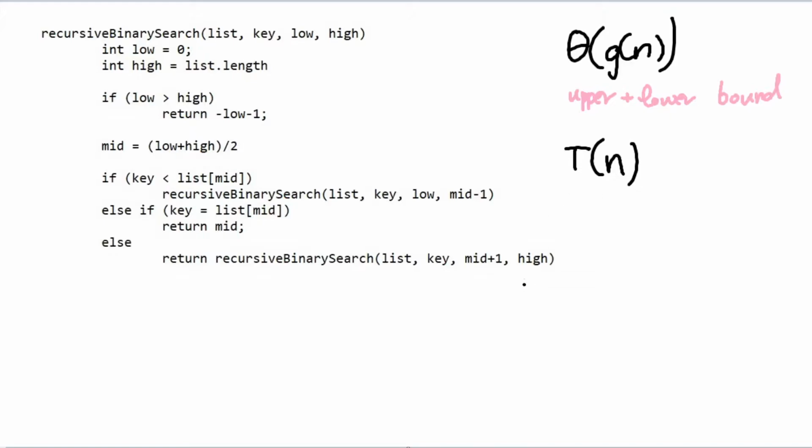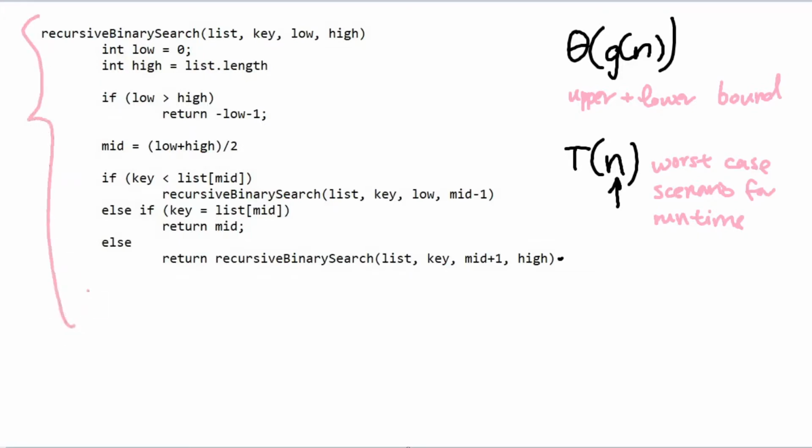And we'll say t of n represents, for some size n, the worst case scenario for runtime. And this becomes especially important when we have essentially an if statement. So in looking at this recursive binary search algorithm written out here, when we consider a worst case scenario, what we will be assuming is that we'll be running this if statement to the max. We'll be running this over and over again.